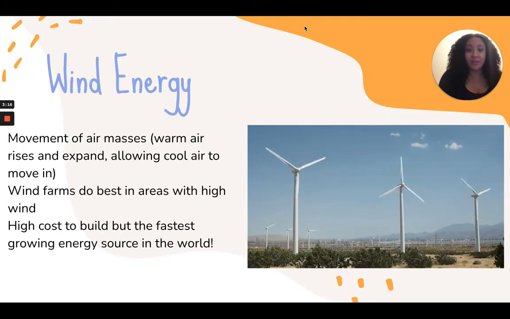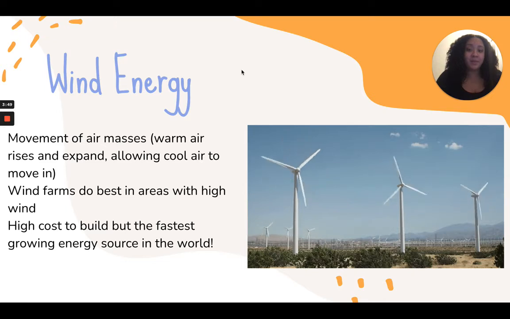Okay, and then there's wind energy. This is when we are able to move the air masses. Remember, warm air rises and expands, which allows cool air to move in. So we're using that movement to create energy through the wind. Okay, so we're using that movement with that turbine. So that is a wind turbine, and gaining energy from that.